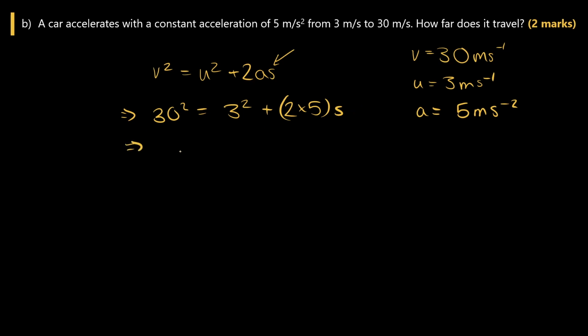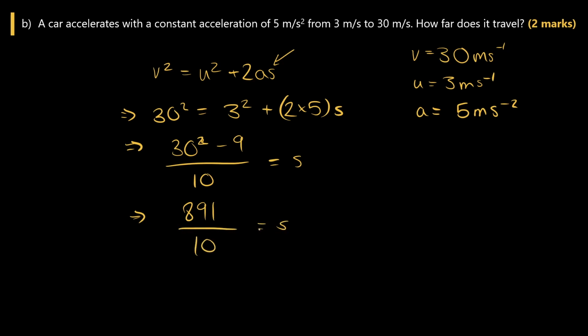Rearrange this just to make s on its own. So we get 30 squared minus 9 over 2 times 5, and I'll just write that as 10, is equal to s. I've written 9 squared, that should just be 9. I'm just plugging this into my calculator: 30 squared minus 9 is 891, over 10. That's equal to s. And so we know that s, the displacement, is equal to 89.1 meters. Because that comes out as 3 significant figures, we'll just leave it as it is.